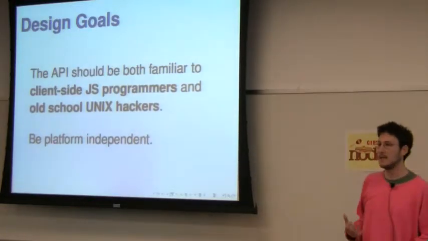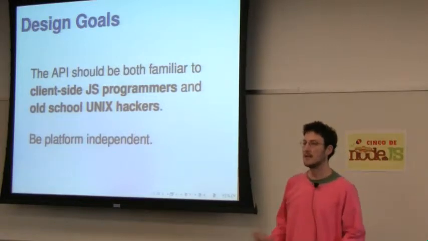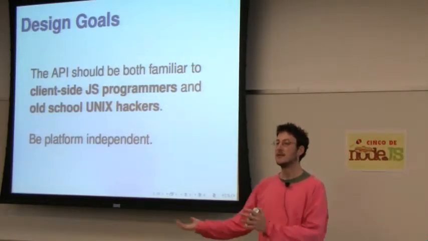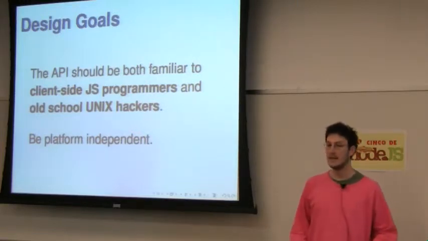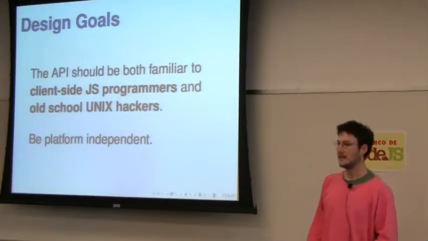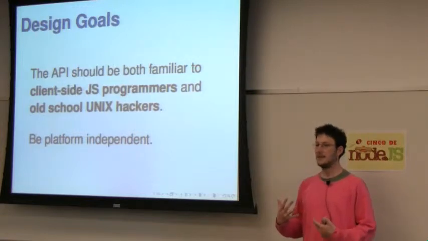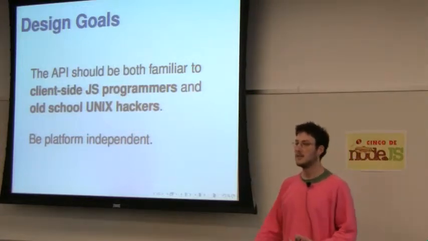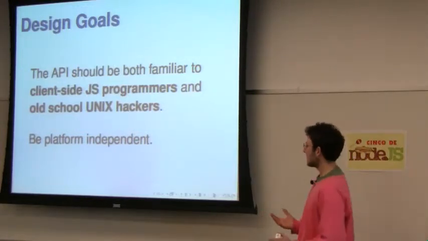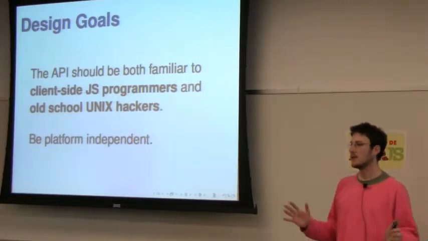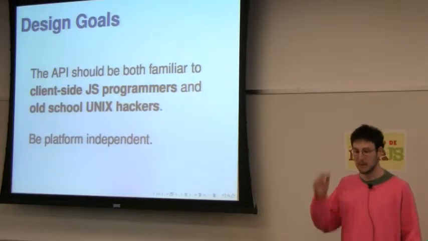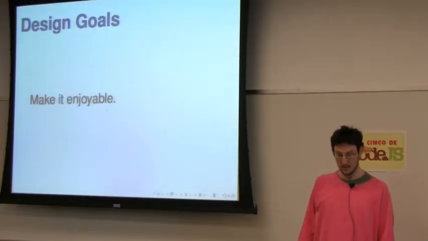Right, and the API should just be familiar, right? If we're going to have a timeout function for calling this callback in the future, let's call it setTimeout. Let's not make up some new API. But if we're talking about something server-side, like TCP connections, let's just use the Unix names for them. I don't want to make up names. And be platform independent, because it's useful.